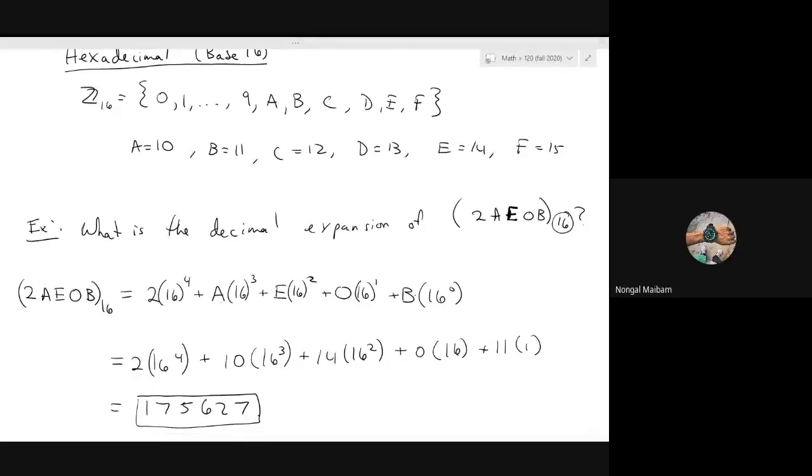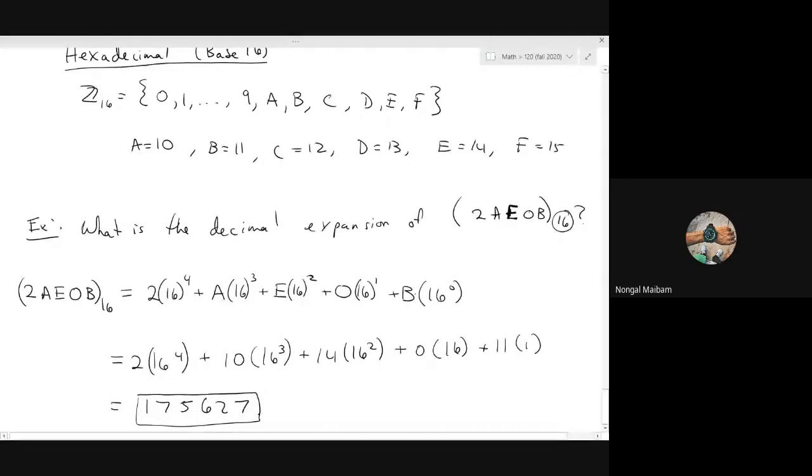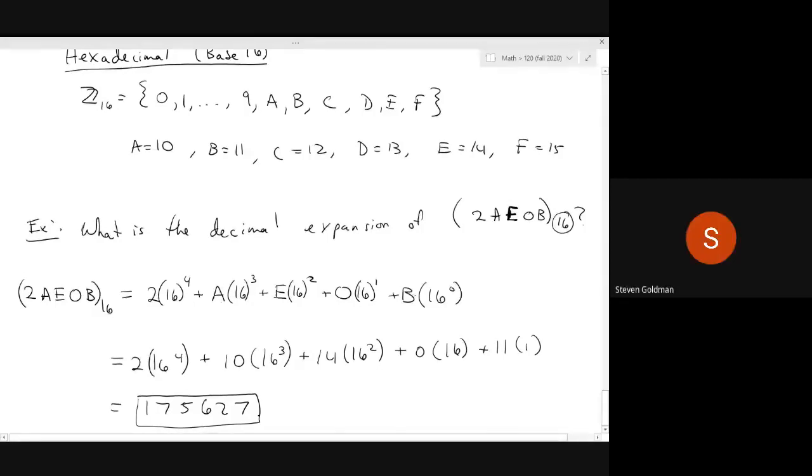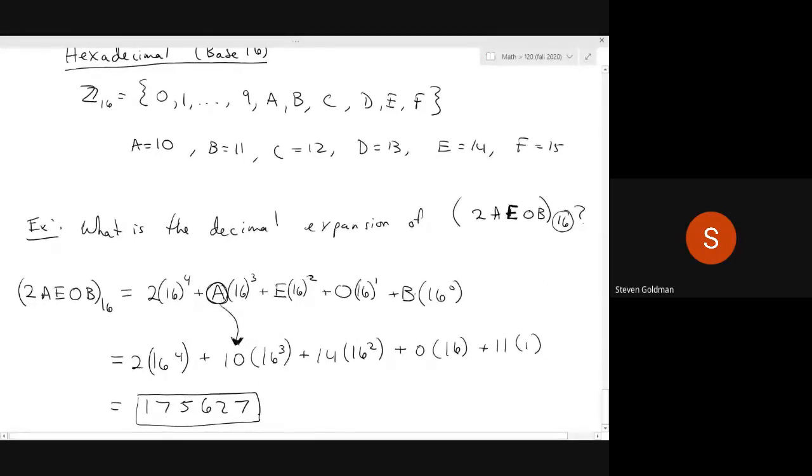Professor, I didn't get the part where you assumed A, E, and B equal 10, 14, and 11. All right, well, A represents 10. So at this point, I just write it as 10 here. A is 10, B is 11, and so on and so forth. Oh, okay, there is already a number given. All right. So when you're doing hexadecimal, you've got to remember what A, B, C, D, E, and F represent. A is 10, B is 11, and so on and so forth.